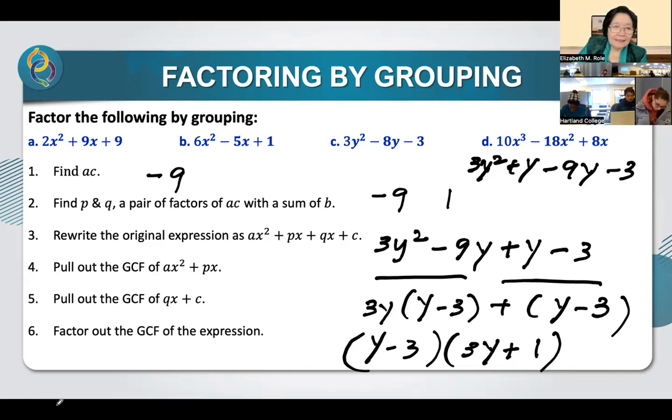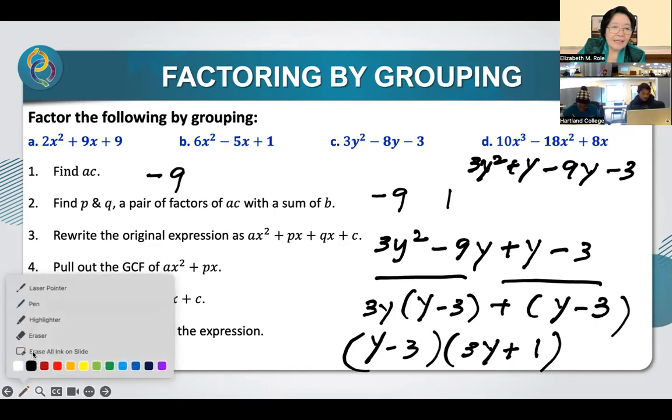Yeah, you took a common factor as well. So if this is what you have written, then y is a common factor, then you'll have y times 3y plus 1. And then minus 3 is a common factor, then you'll have y minus 3 and then 3y plus 1. And then you'll now have 3y plus 1 times y minus 3. Okay. How is letter D?